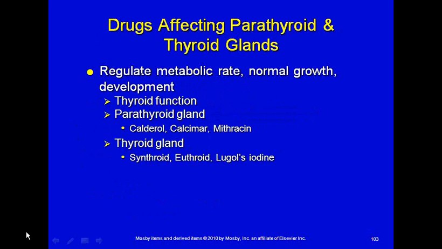The thyroid glands and the parathyroid glands regulate the metabolic rate, affect normal growth and development, and the release of calcium. The parathyroid controls calcium release from bones and from other parts of the body as well.